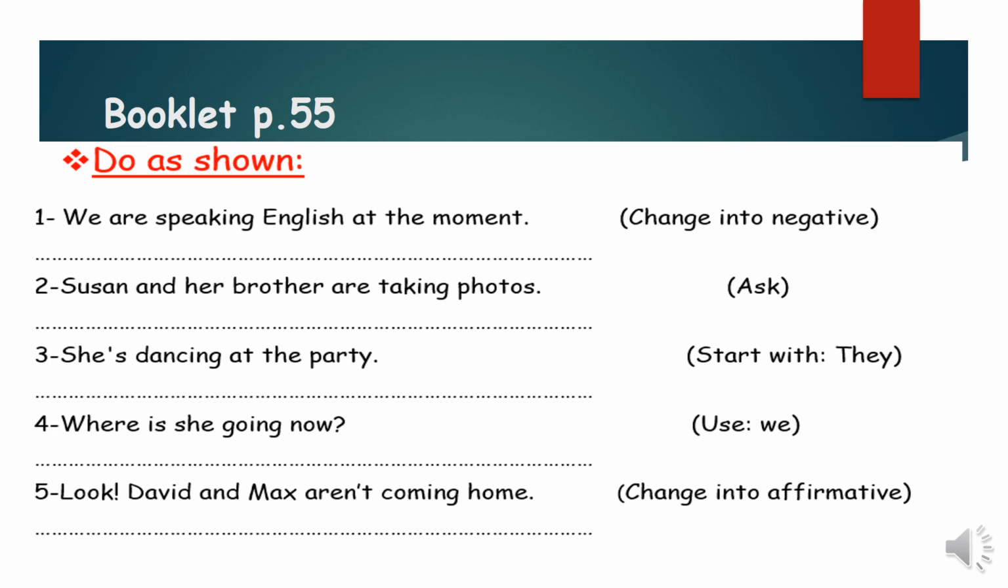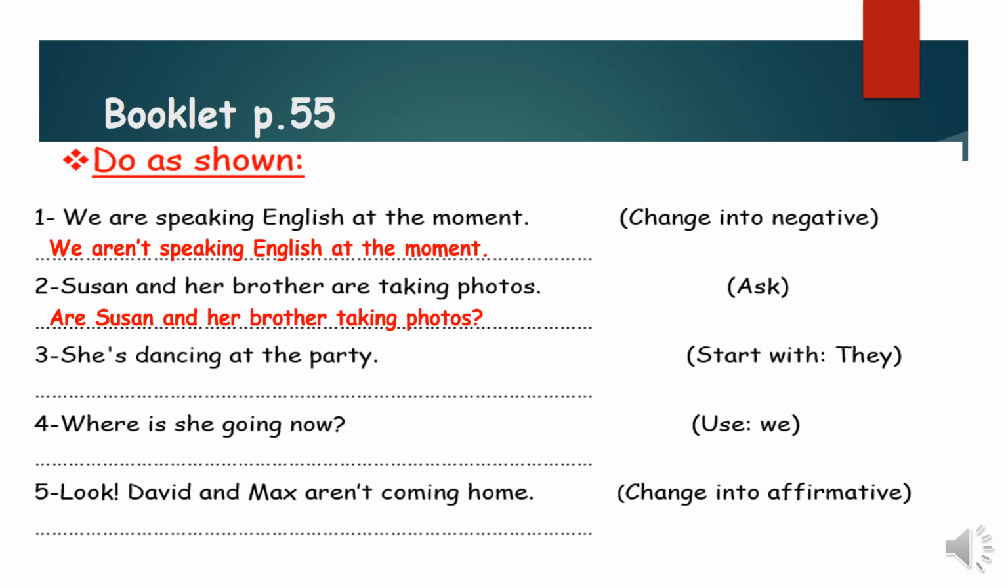Do as shown. Number one, we are speaking English at the moment. Change into negative. It would be we aren't speaking English at the moment. Number two, Susan and her brother are taking photos. Ask. So, are Susan and her brother taking photos? Number three, she's dancing at the party. Start with they. It will be they are dancing at the party.